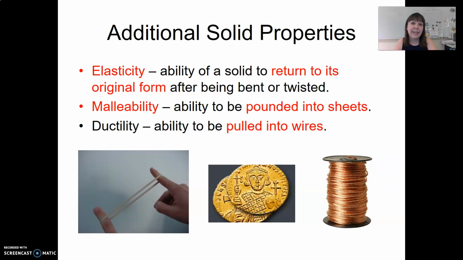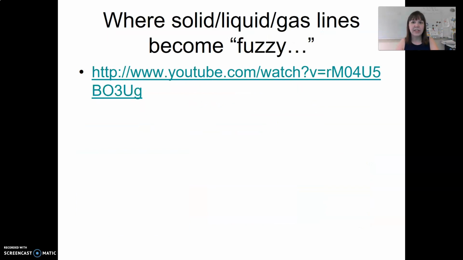And then ductility is similar to elasticity and malleability, but this is the ability to be pulled into wires. So here we have a roll of copper wire. Copper is very ductile, meaning that you can take those elements and pull them and stretch them, and they will stay together. They won't snap like this Play-Doh will do. They won't snap, but they'll actually pull out into long, thin wires. And that makes them very useful for, in this case, conducting electricity.